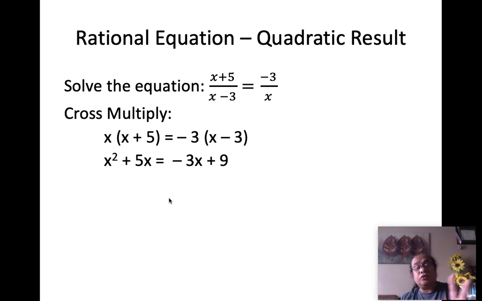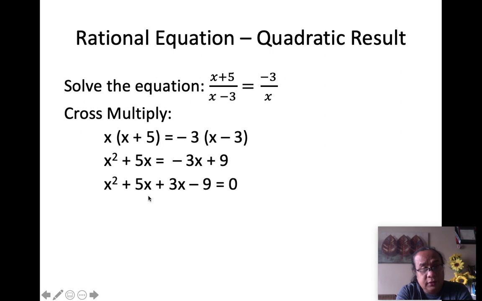Since it's a quadratic result, make sure that one side of the equation is equal to 0, which means I have to move this negative 3x plus 9 over onto the other side. So make the right side 0. Which means I'm going to be moving negative 3x, it becomes positive 3x here, and I'm moving positive 9 to become negative 9 over there. And then I simplify all terms that can be simplified. So notice 5x plus 3x, that gives me 8x.